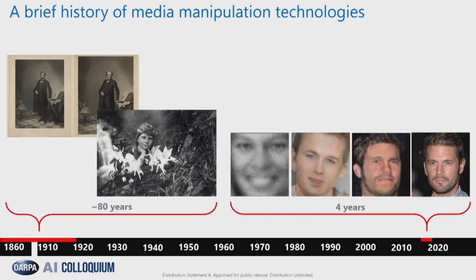So consider the rate of change. It took about 80 years to go from the beginnings of photography to the point at which 2 low-resource users, Elsie and Francis, could create a compelling manipulation. Compare that with the progress in GANs. In 4 years, we've gone from blurry to photorealistic faces. The pace of technological change now is breathtaking and has the potential for significant impacts on society.